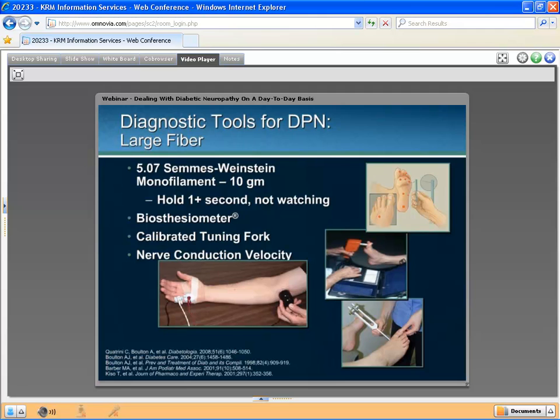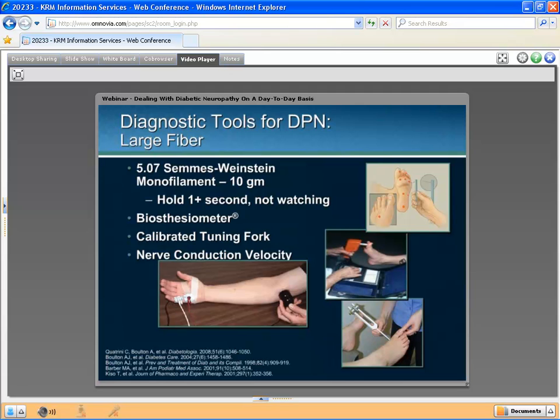And then for comparison, I like to have them hold their hand out and then also touch that same vibrating tuning fork at the base of one of their fingernails. And so then they can tell, is that vibration similar in their hand, or is it the same in their foot, or less? Very often it's a decreased sensation in their foot.